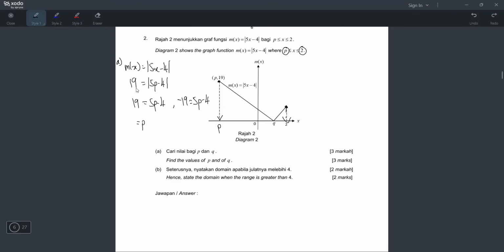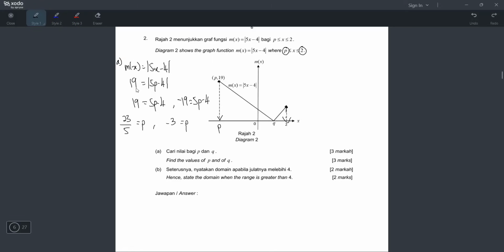So let's find the first answer. 19 plus 4, 23. So 23 over 5, right? So this will be my first p answer. Let's do one more time. For this side, p equals minus 4 becomes plus 4, so you can press calculator. Negative 19 plus 4 is negative 15. Negative 15 divided by 5 is negative 3. So now I have my two p answers, right?